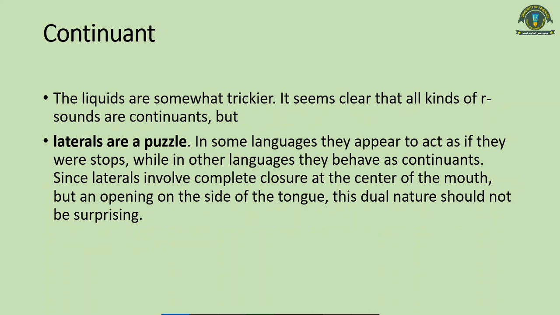The liquids are somewhat trickier. It seems clear that all kinds of r sounds are continuants. Now in liquids we have these 2 types of sounds, r and l. All kinds of r sounds are continuant. Like when you pronounce r in red, you can make it longer. When you are pronouncing r, there will be a continuous airflow. You can make a continuous airflow in the production of the r sound.